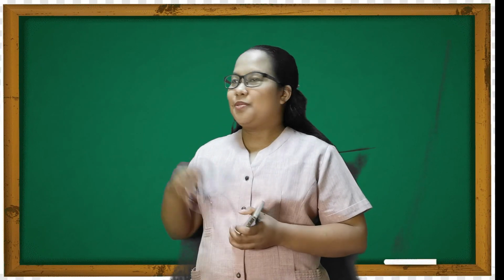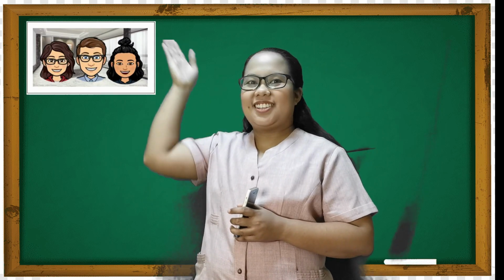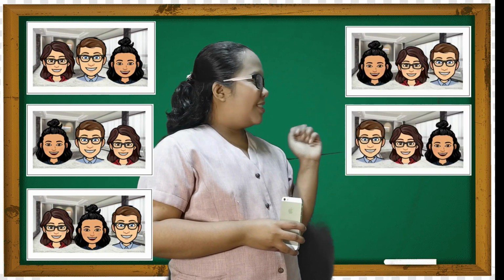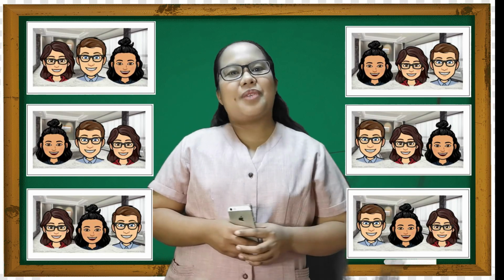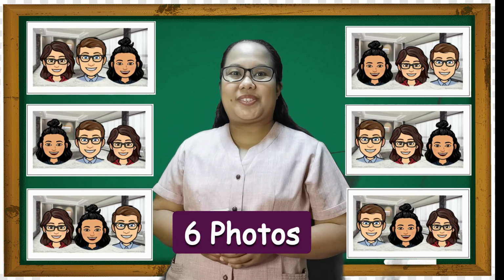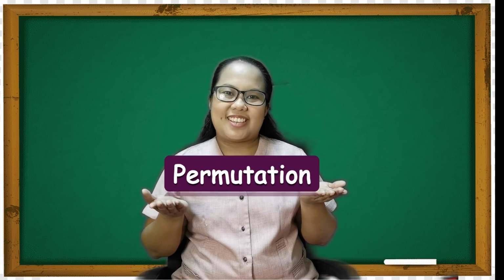Let's count. 1, 2, 3, 4, 5, and 6. We have 6 photos. Do you know that there is a mathematical concept behind this? Every arrangement is what we call a permutation.